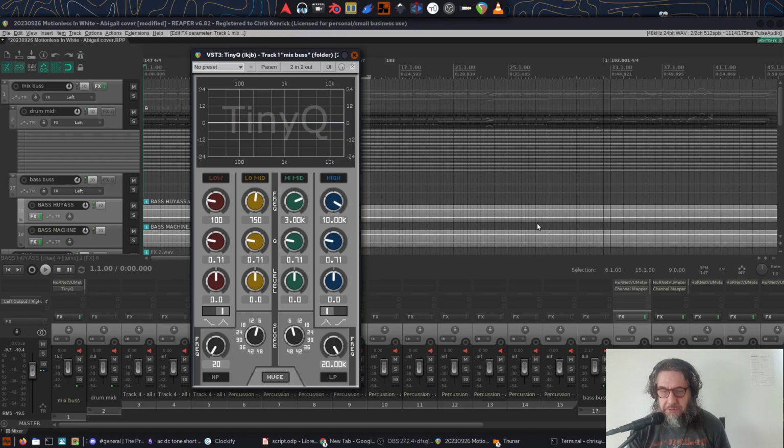So there's high pass filters and low pass filters with a variable slope each, and they can be enabled or disabled with a button press.